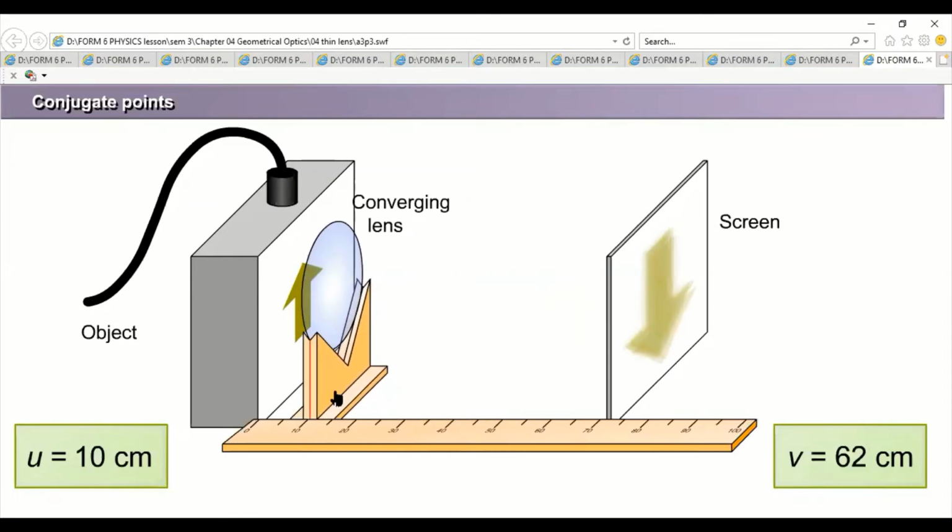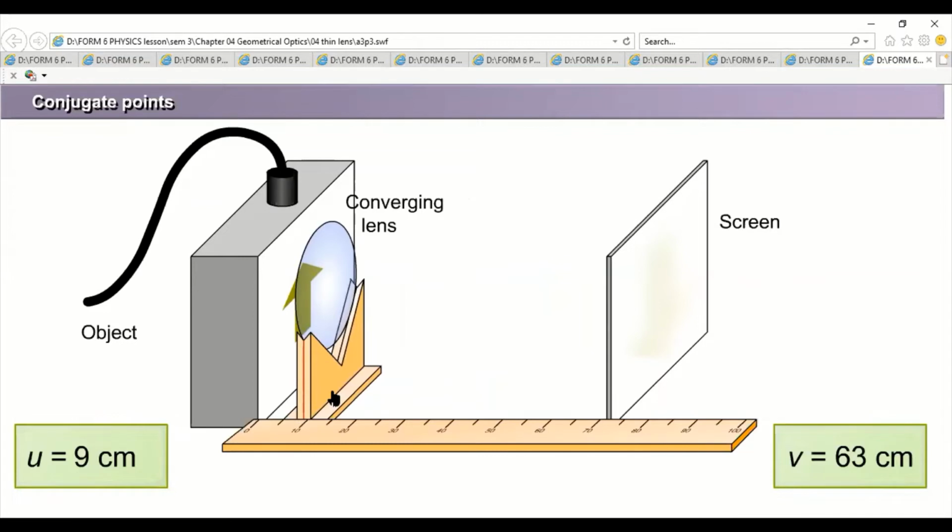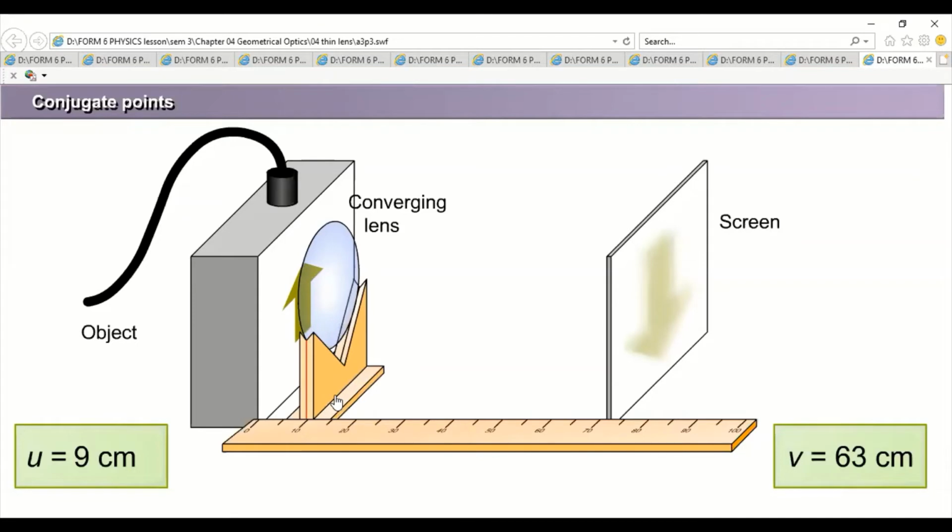For the virtual image, we notice that no matter how we calculate, when U is 9 cm, V is equal to 63 cm. Since it is a virtual image, no image forms on the screen. That means that once we move until the image forms, the focal length is around 9 cm. Okay, so next.